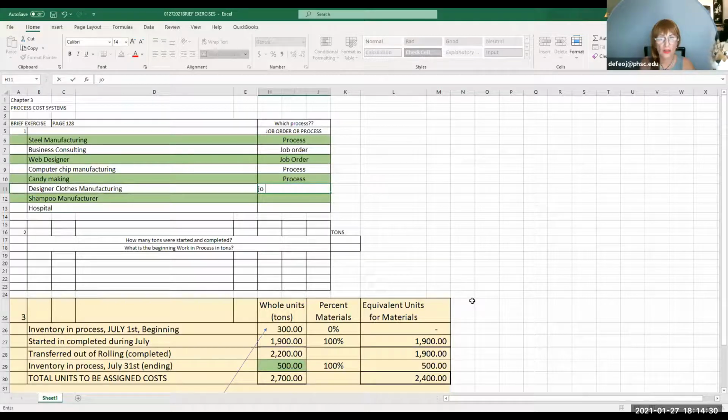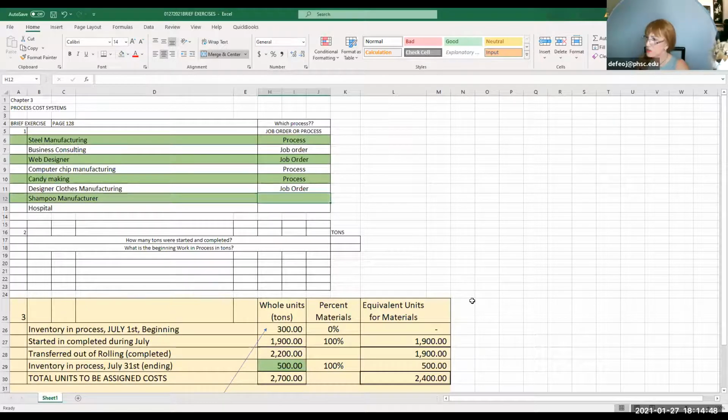Market research. So this is job order because it's specific. It's not the same for everybody. I'm going to order a wedding dress. You might order a tuxedo. They're not the same. They are distinguishable.